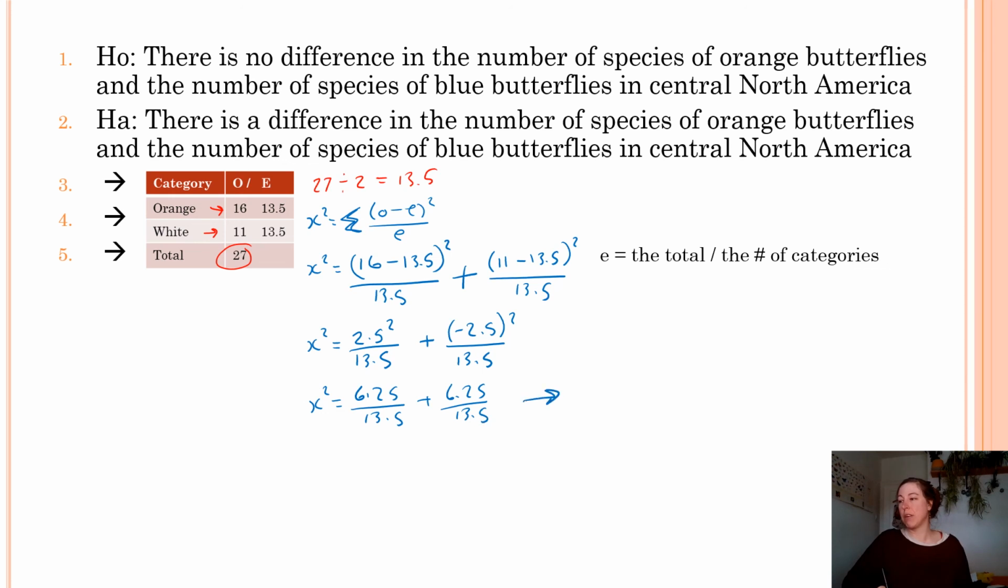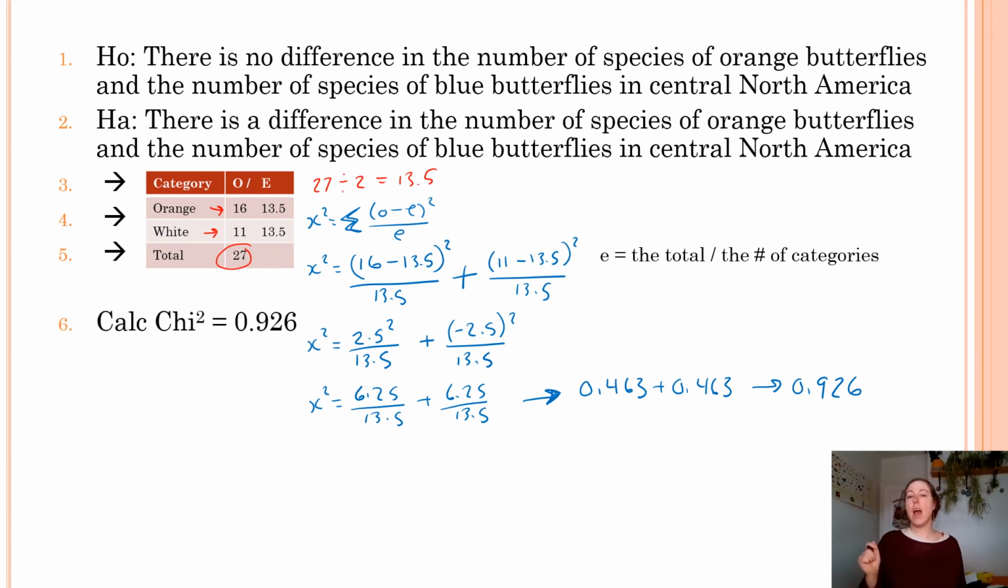And again, I'm going to go this way because I need that bottom space, but usually you'd keep going down. I like to keep my rows nice and neat. 6.25 divided by 13.5 is 0.463. And that gets us 0.926. What did I write? Yeah! Calculated chi-squared equals 0.926.